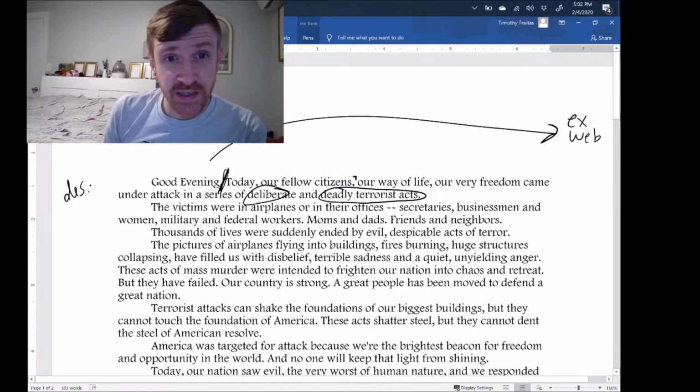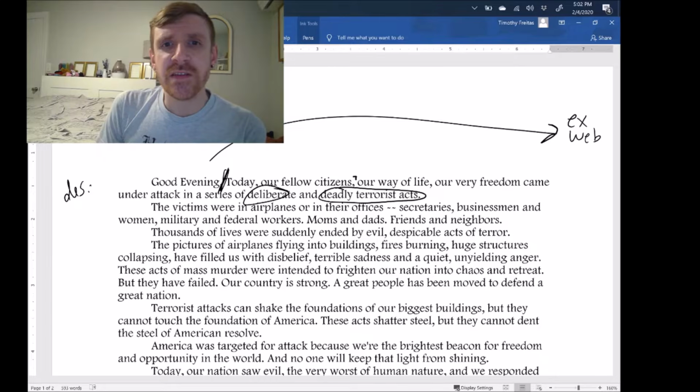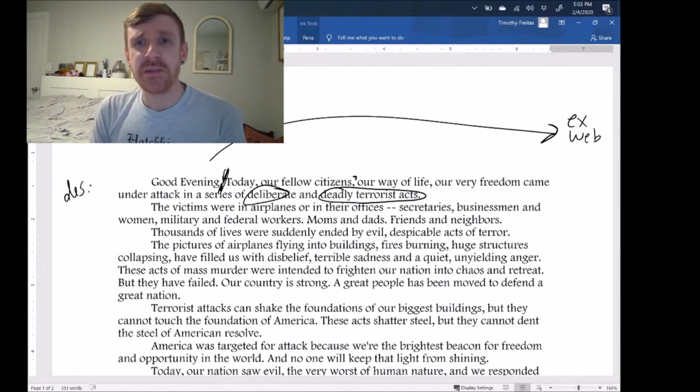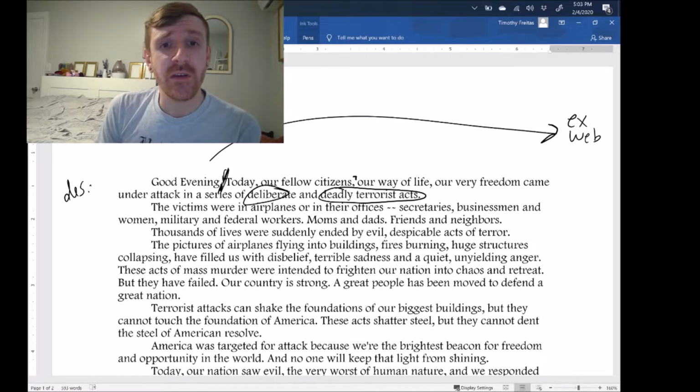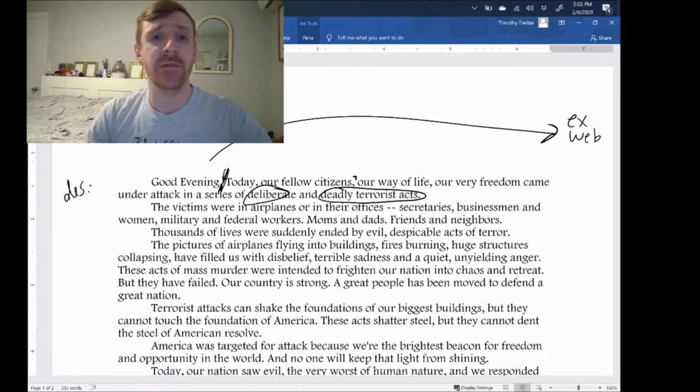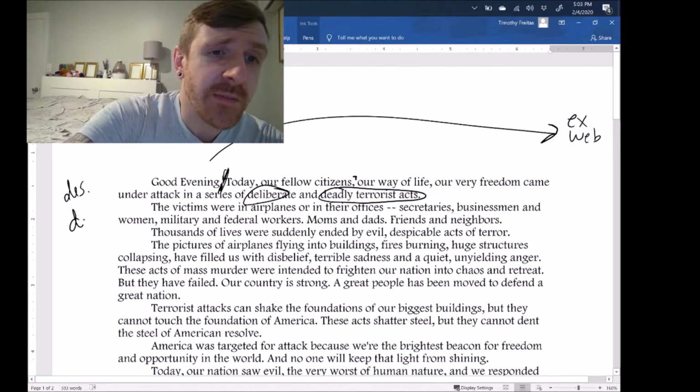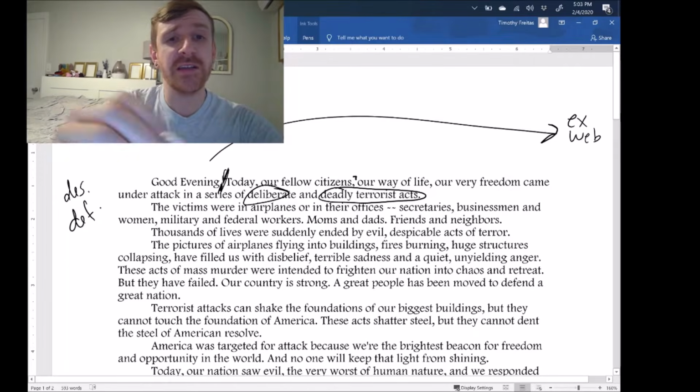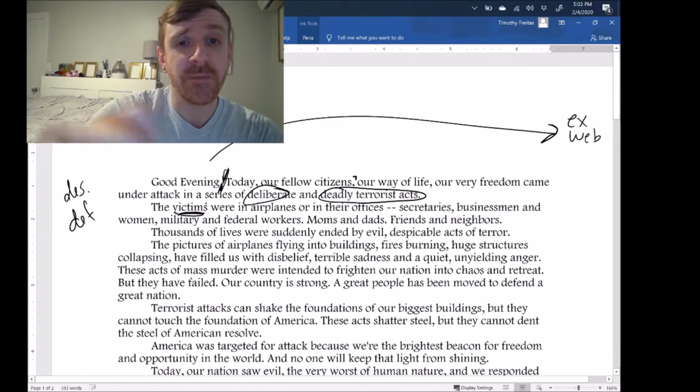As we continue, he says, "The victims were in airplanes or in their offices, secretaries, businessmen and women, military and federal workers, moms and dads, friends and neighbors." I'm going to have my kids label this as definition because he defines who the victims themselves are.